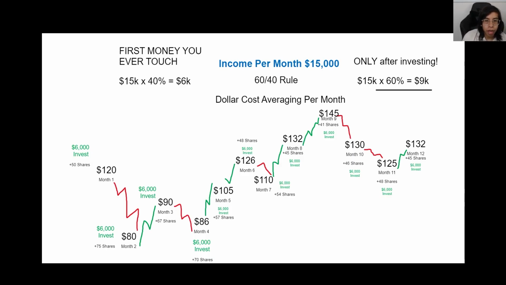All right, so I want you to look at this image. This is an example I made so you guys can understand this method of investing. Let's say you make $15,000 per month, and you're going to do the 60-40 rule. The first money you touch from that 15,000 will be 40% of it, so $6,000, and that $6,000 will immediately be invested into the S&P 500.